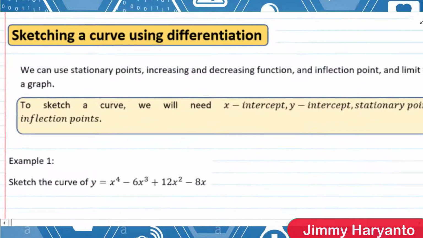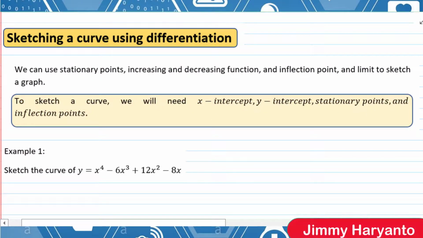Next is sketching a curve using differentiation. We can use stationary points, increasing and decreasing functions, and also inflection points, or maybe a limit, to sketch a graph. To sketch a curve, we have to find the x-intercept, y-intercept, stationary points, and inflection points. So this is the minimum criteria to sketch a curve. You have to label the x-intercept, y-intercept, stationary points, and also inflection points.